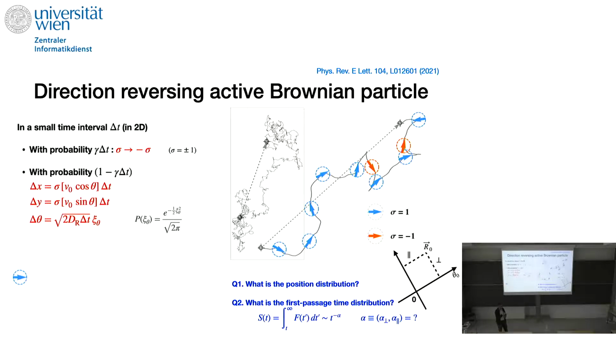Their orientation will change slowly, and once in a while they also flip the orientation. Whenever they flip the orientation, you change blue to red. The red and blue are the sigma values. And when you flip it, the orientation still changes continuously.